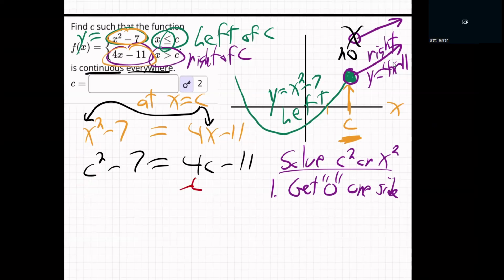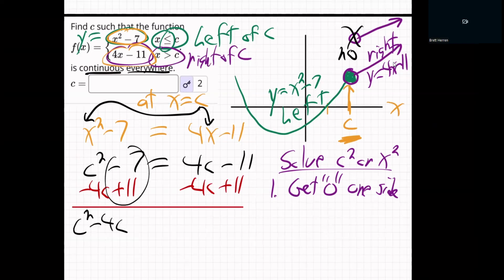So let's subtract 4C and add 11. Subtract 4C, add 11 to both sides. What do we got then? C squared minus 4C, and then these two make what? Plus 4. And there's our zero. So we got a zero. You got to get a zero on one side. So we did it. Okay. What's next?